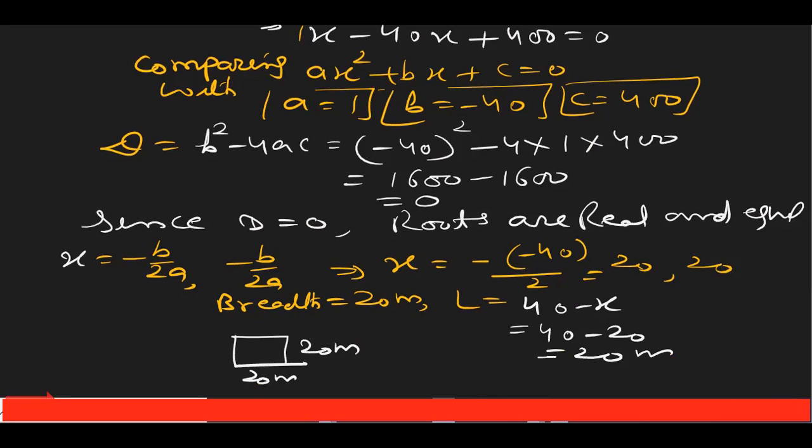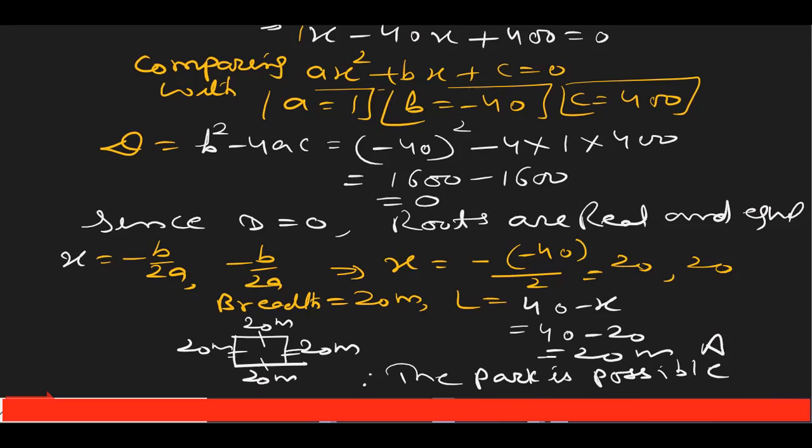Students, all squares are rectangles but all rectangles are not squares. This is a square and a square is also a rectangle. The definition of a rectangle is that opposite sides are equal and each angle is 90 degrees. See, this is equal to this, this is equal to this, so this is a rectangle. So we can say yes, it is possible. So we can say the park is possible. And length and breadth both will be equal to 20 meter. And that is the answer of this question.